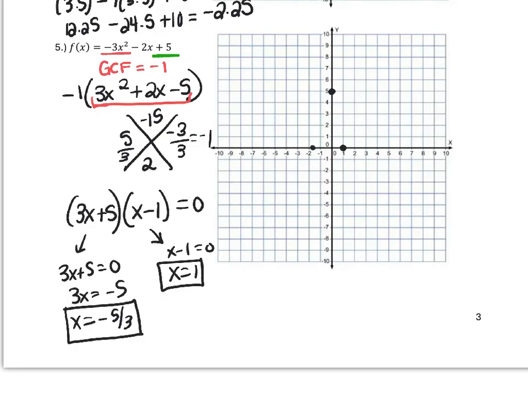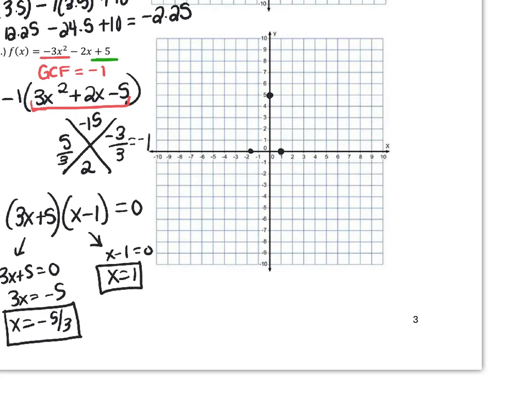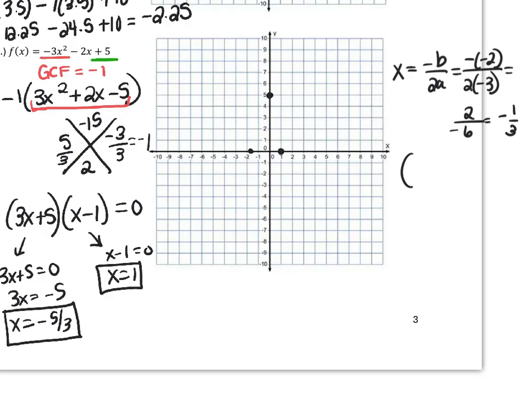Again, it's not super easy to see our axis of symmetry, so we'll go ahead and just do the math. Negative b over 2a, so negative b would be negative 2 over 2a. A is negative 3. So this gives us 2 over negative 6, which is negative 1/3. So the x coordinate of our vertex is negative 1/3. So we know we have our axis of symmetry like here. To find the y coordinate of our vertex, we have to plug the negative 1/3 back into our original.